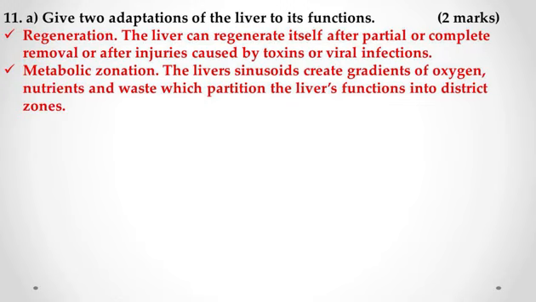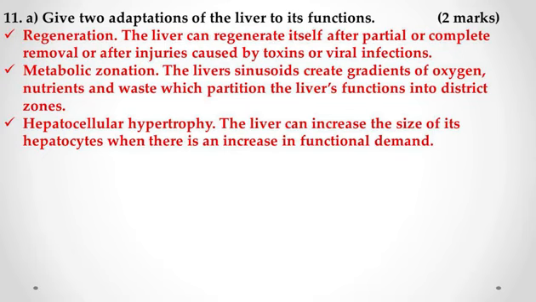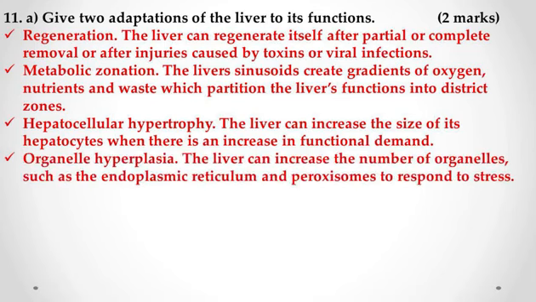Another adaptation of the liver is metabolic zonation, whereby the liver sinusoids create gradients of oxygen, nutrients, and waste, which partition the liver's functions into distinct zones. Another adaptation of the liver is hepatocellular hypertrophy, whereby the liver can increase the size of its hepatocytes when there is an increase in functional demand. Another adaptation is organelle hyperplasia, whereby the liver can increase the number of organelles such as the endoplasmic reticulum and peroxisomes to respond to stress.